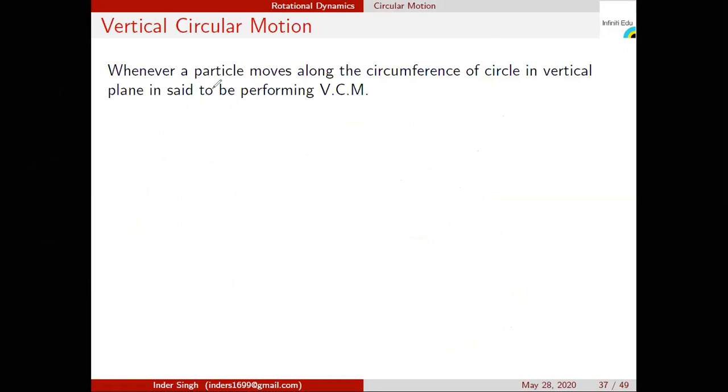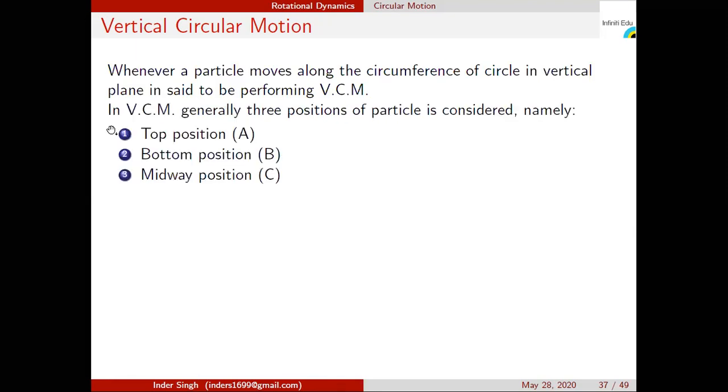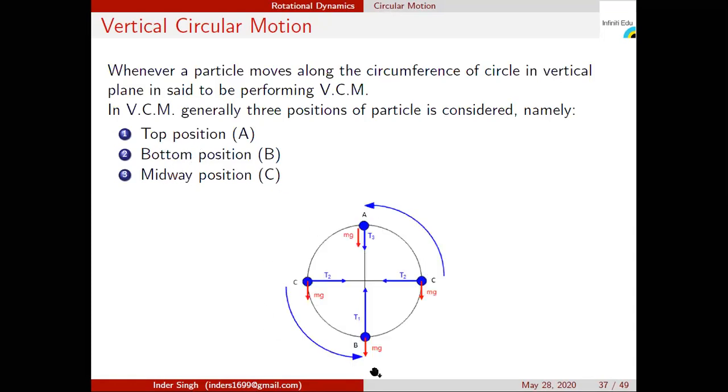So this is the definition of vertical circular motion. This you have already understood in the previous lecture. Whenever a particle moves along the circumference of a circle, it is said to be performing circular motion. अगर इसके आगे आ गया with constant speed, तो that is the definition of uniform circular motion. और इसके आगे आया अगर in vertical plane, along the circumference of circle in vertical plane आ गया, तो this is said to be performing what? Vertical circular motion. So in vertical circular motion, we have three positions: the top position A, bottom position B, midway position C. So this is nothing but the overall diagram of this vertical circular motion.